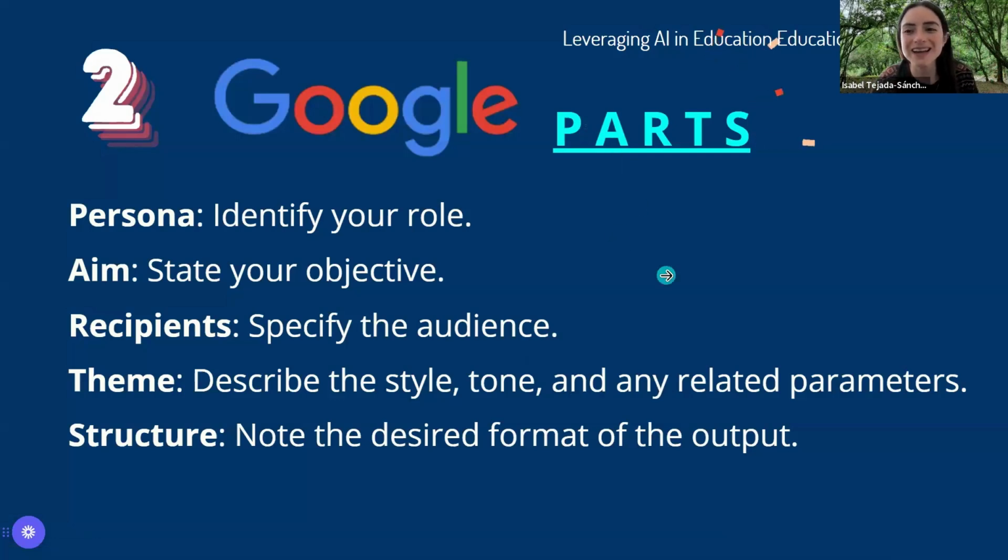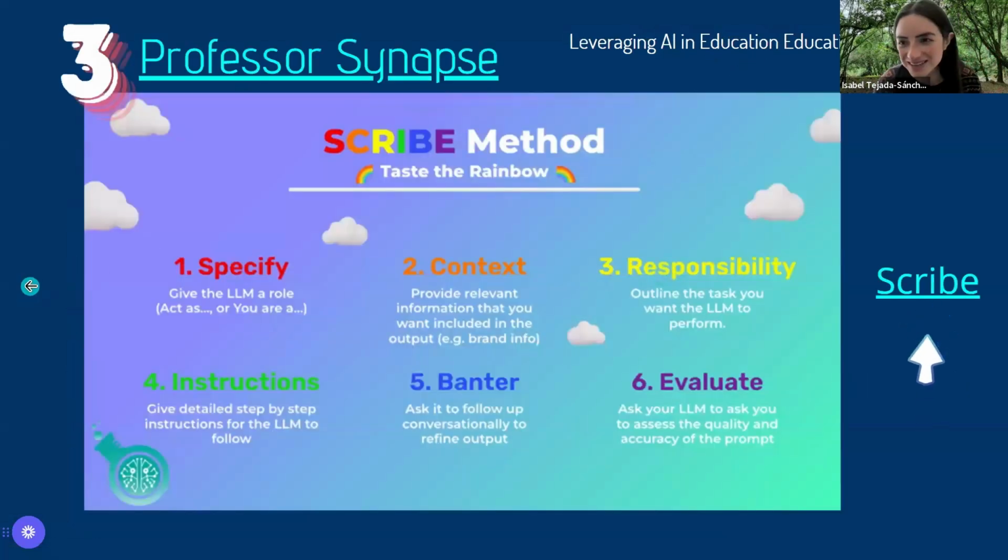That's the second one. And the third one, which I really like because it includes something that the others don't, is the SCRIBE method, okay? I learned this from the author himself, Professor Synapse, in a workshop that he gave last year, I think. And the SCRIBE method is great because it includes the same things: specify, context, responsibility, instructions, which is what we just saw, but it adds two steps that I think are crucial, and I mentioned earlier.